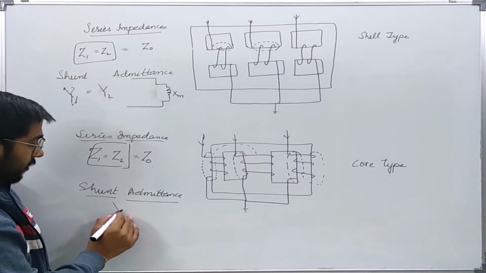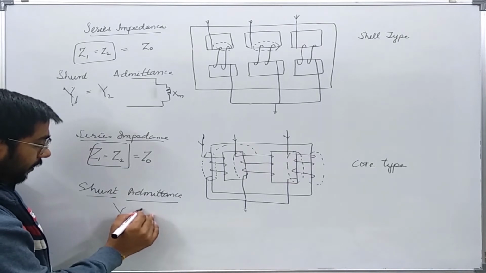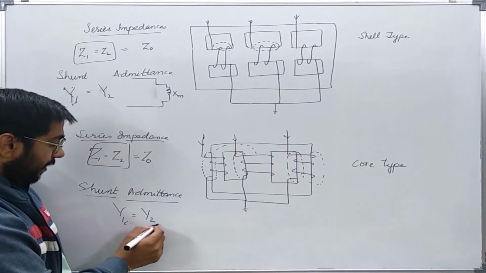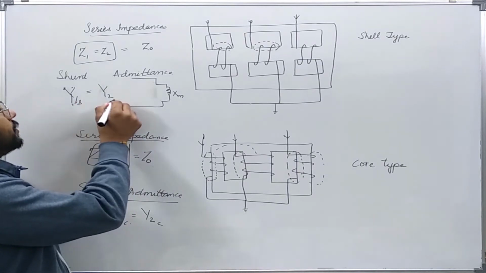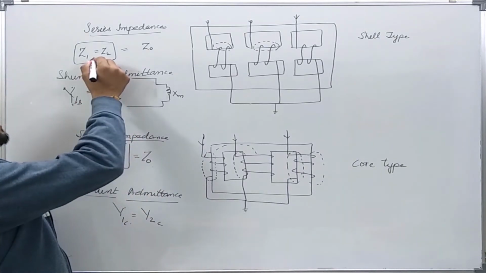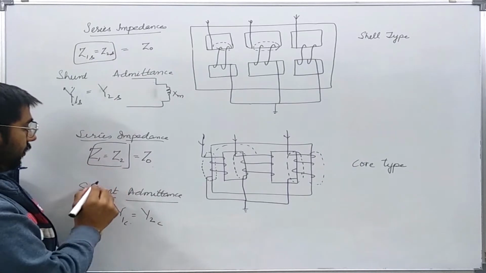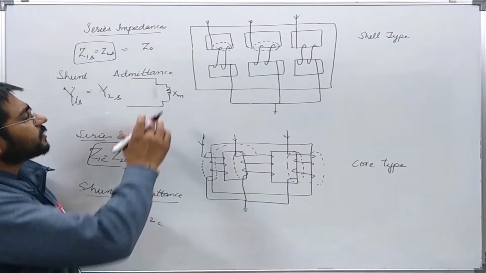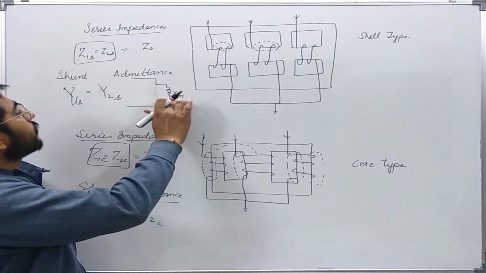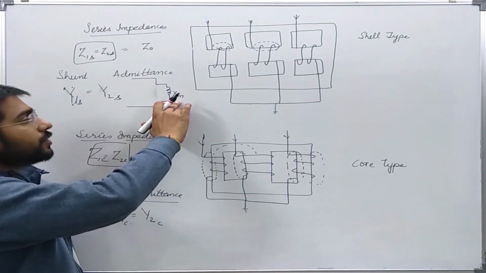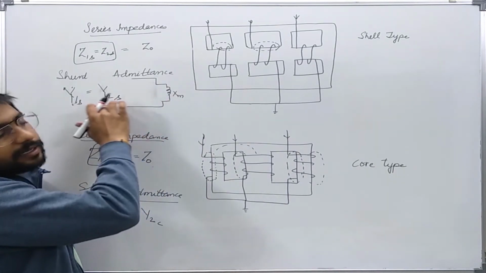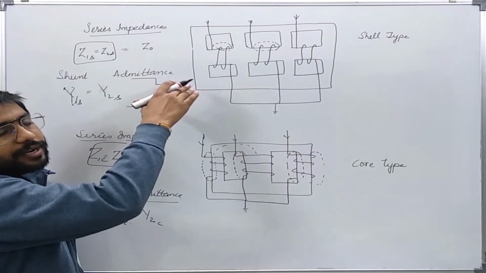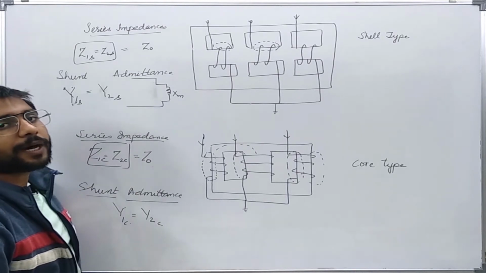This admittance is the same for, let us say, core type and shell type. Similarly, I will write shell type, core type. Now this Xm is usually very high, so this Y is negligible for all practical reasons, so it is usually neglected in the equivalent model studied in the power system.